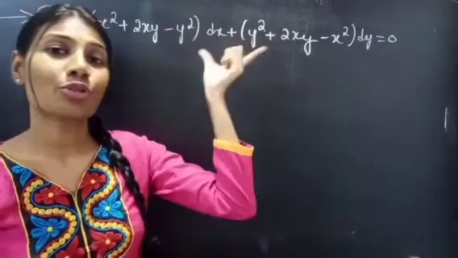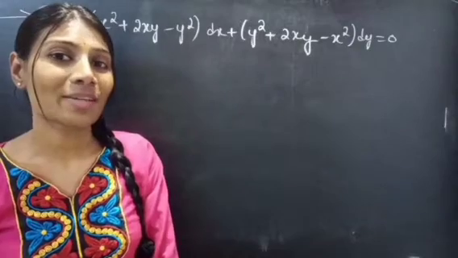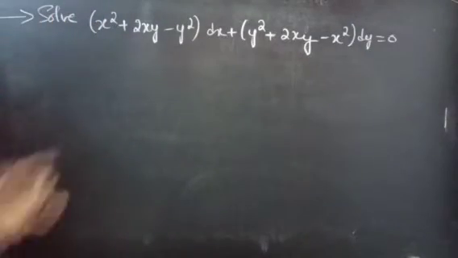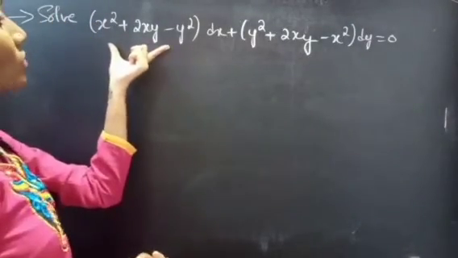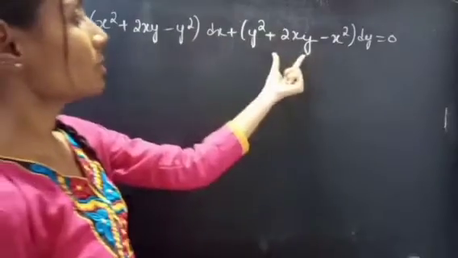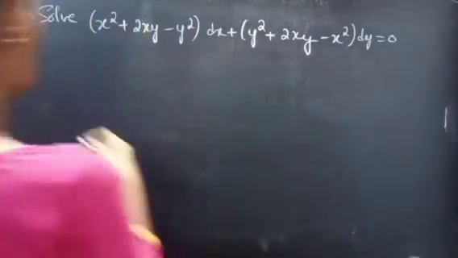In this video, we are going to solve the given differential equation. So let's get going. Problem: Solve (x² + 2xy − y²) dx + (y² + 2xy − x²) dy = 0. Solution.